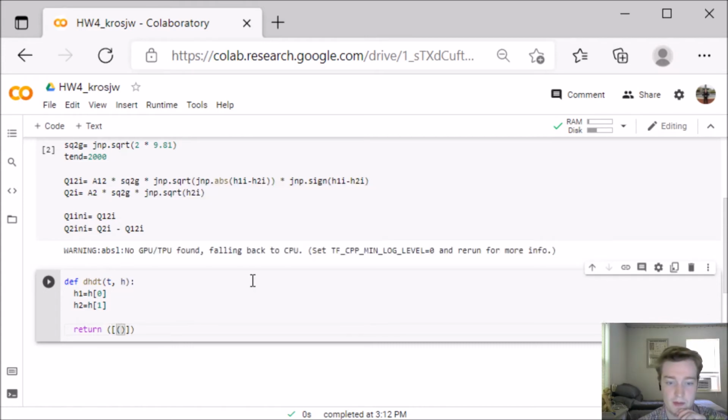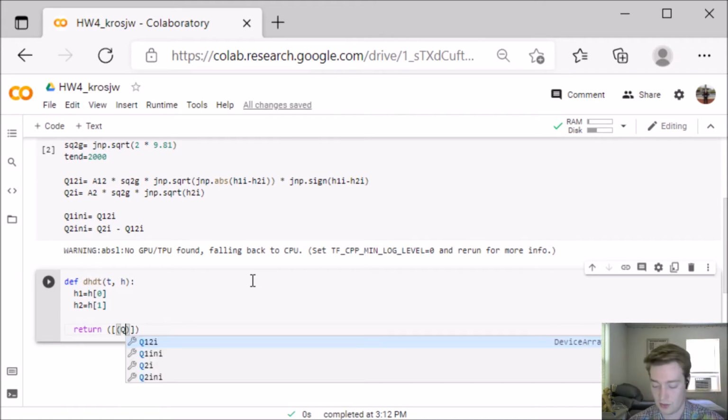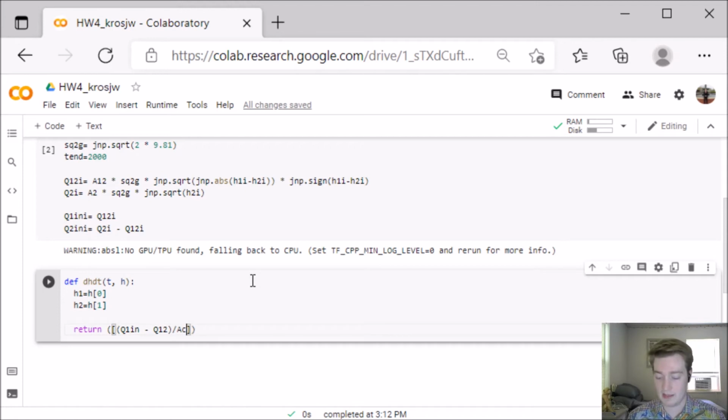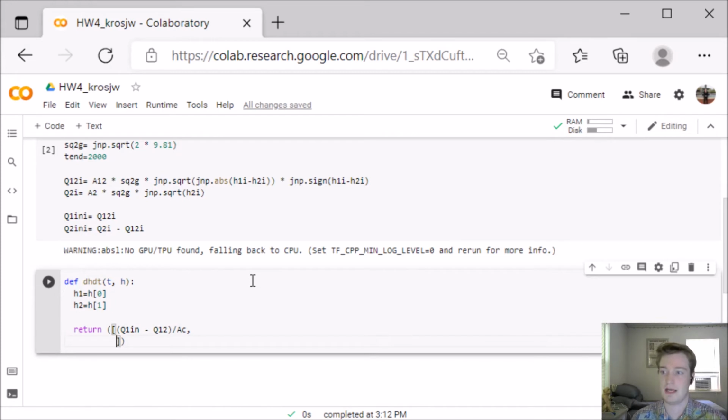Let's see. It was our Q1 in minus Q12, Q12 divided by AC, right? And then that was for the first tank, and for the second tank we had Q2 in plus Q12 minus Q2 divided by the cross-sectional area. And again, all of this came from parts 1 and 2, where we derived all of these equations.